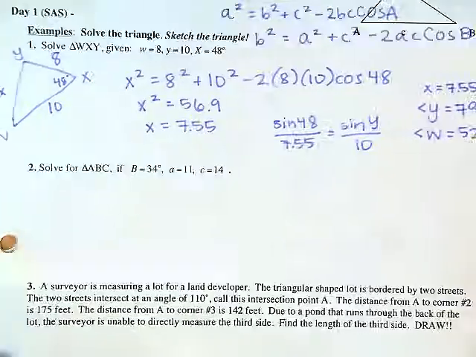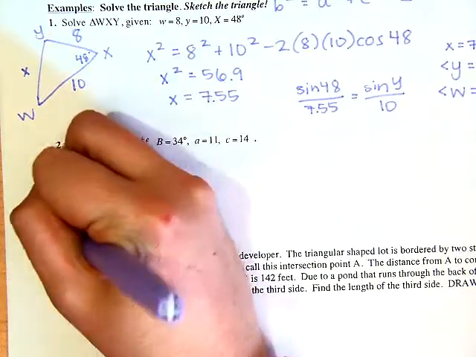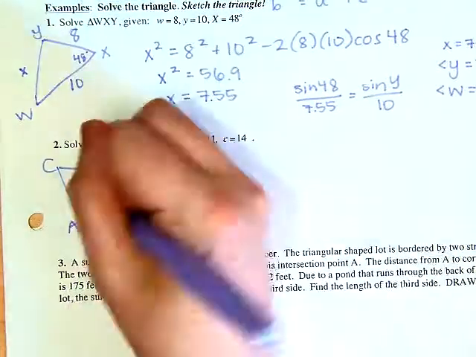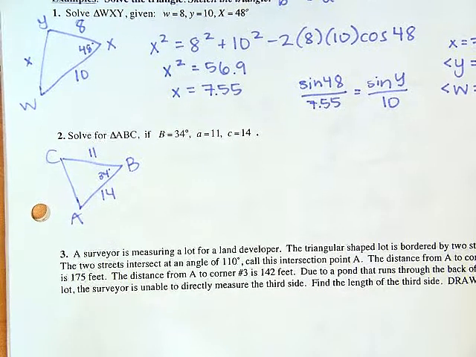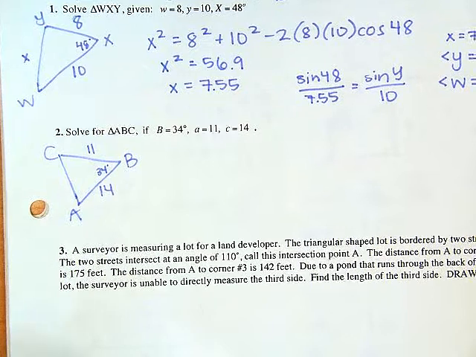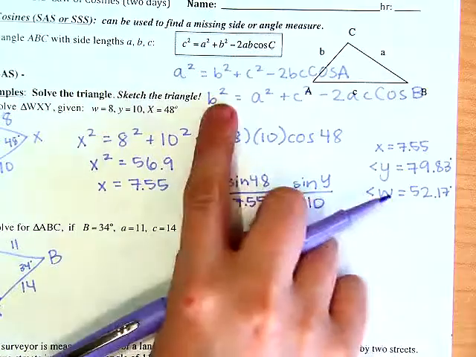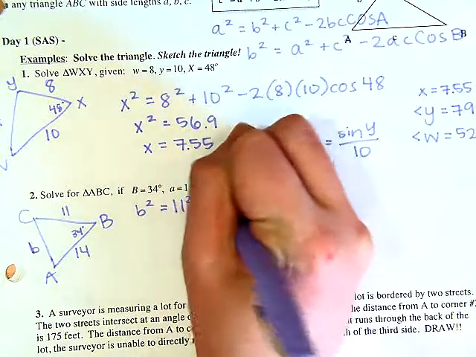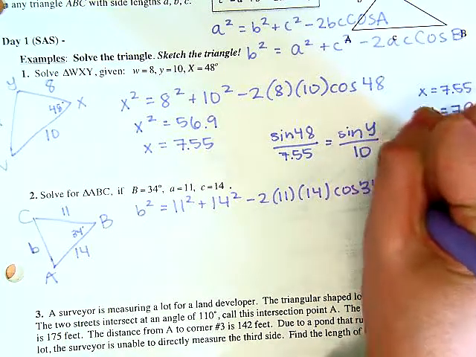Okay, let's do a different one. Solve for triangle ABC. So draw yourself a triangle ABC. Angle B is 34 degrees. Side A is 11. Side C is 14. So you see again, we don't have a side and an angle that match up. So we have to use law of cosines. If I'm looking for side B, because I already have angle B, let's use this formula up here, the one that we wrote. So B squared equals 11 squared plus 14 squared minus 2, 11, 14, cosine 34.